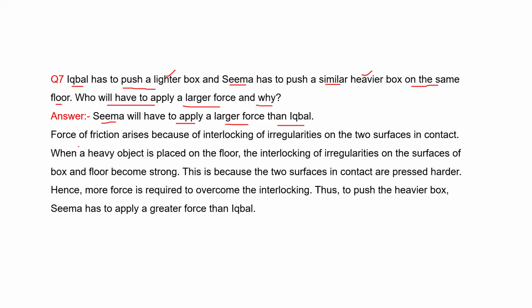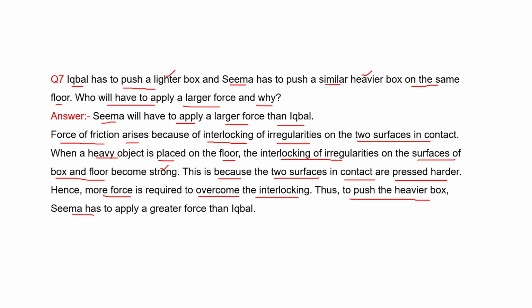Now why? Force of friction arises because of interlocking of irregularities on the two surfaces in contact. When a heavy object is placed on the floor, the interlocking of irregularities on the surfaces of box and floor becomes strong. This is because the two surfaces in contact are pressed harder. Hence, more force is required to overcome the interlocking. Thus, to push the heavier box, Seema has to apply a greater force than Iqbal.